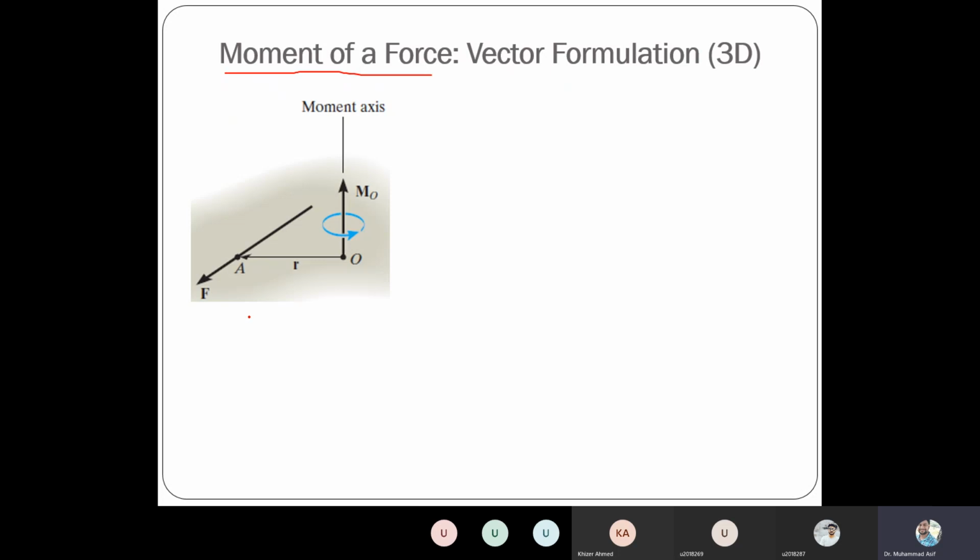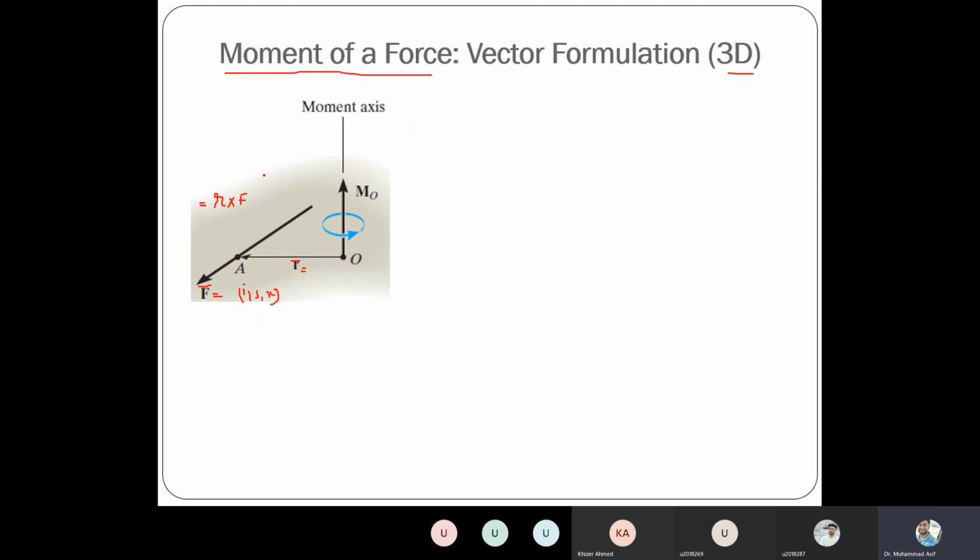Now we'll try to use the vector notation in 3 dimensions. When we say 3 dimensions and vector notation, this force is a vector. Vector means it will have 3 components, in terms of i, j, and k. Similarly, this moment arm r will again be a vector, and it will also have 3 components i, j, and k. And if you want to figure out the moment, then you have to take r cross F. So this is basically the application of the cross product.